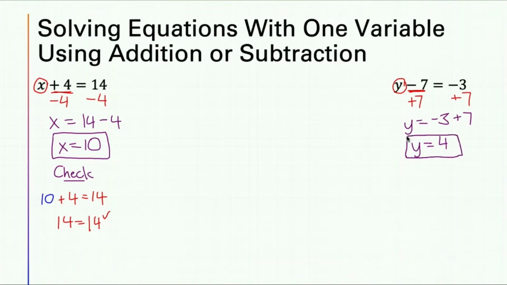And if we want to check this, you need to plug in the 4 for y. So 4 minus 7 is equal to negative 3. Is this true? 4 minus 7 does equal negative 3, and negative 3 equals negative 3. So this too is correct.